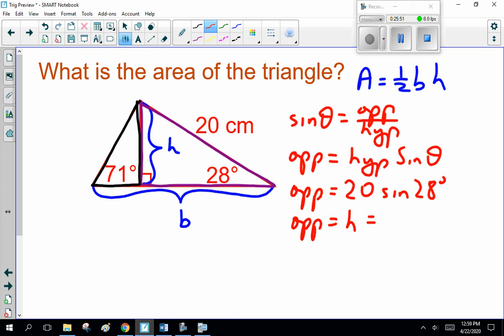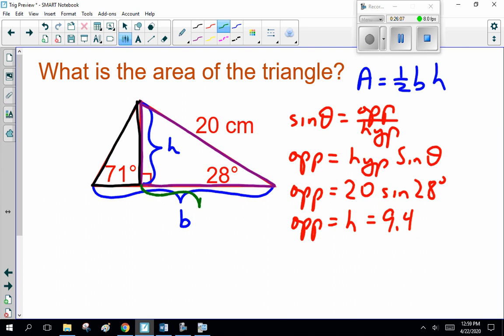And I got 9.389, 9.4. Now it's 9.38943 something something something. Do not round it off. I'm just writing out the rounded part to save time.